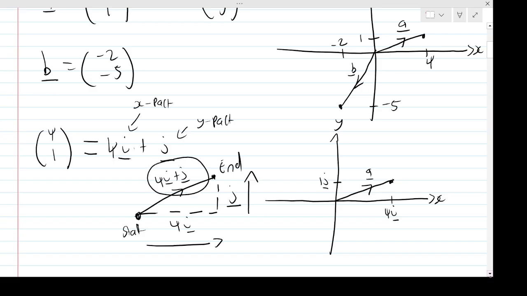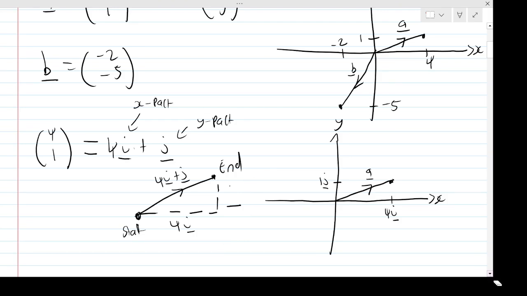Overall, I add them together. This is actually the triangle law, which we looked at last time. I'm adding two vectors together, right? So the i component represents how far along the x-axis we go, and then the j part is how far up the y-axis we go. So again, i is basically the x vector and j is the y vector, right?